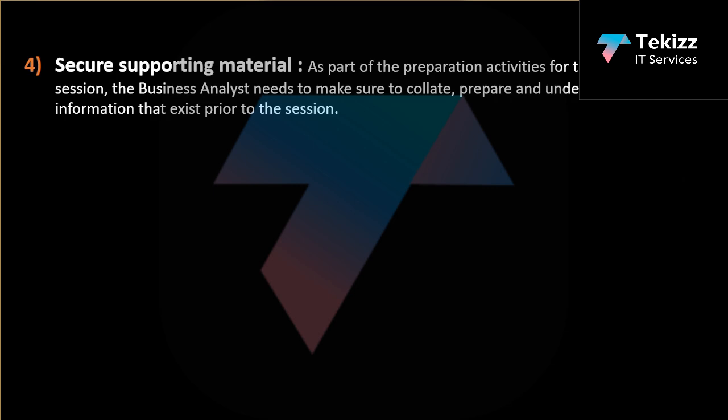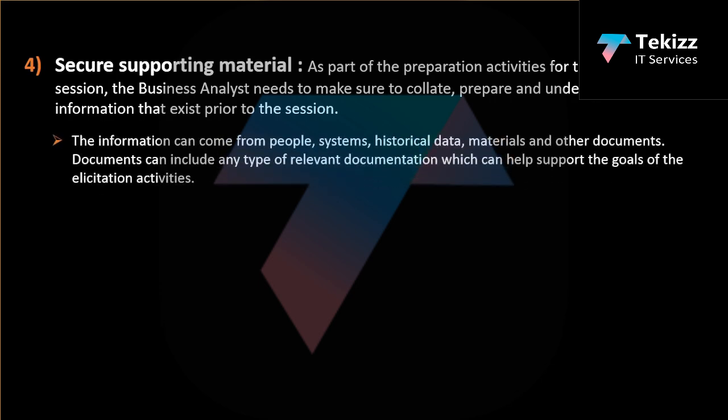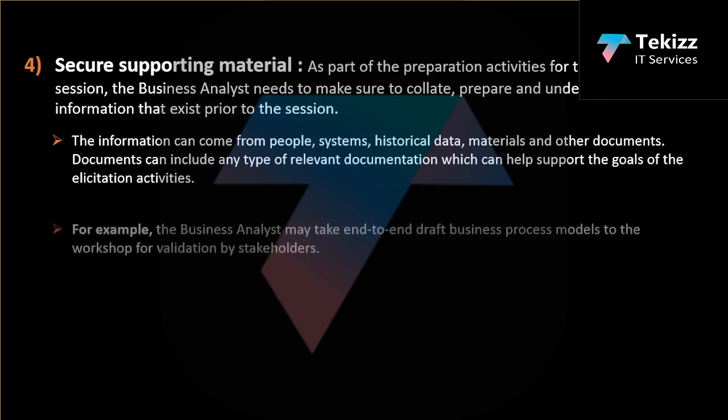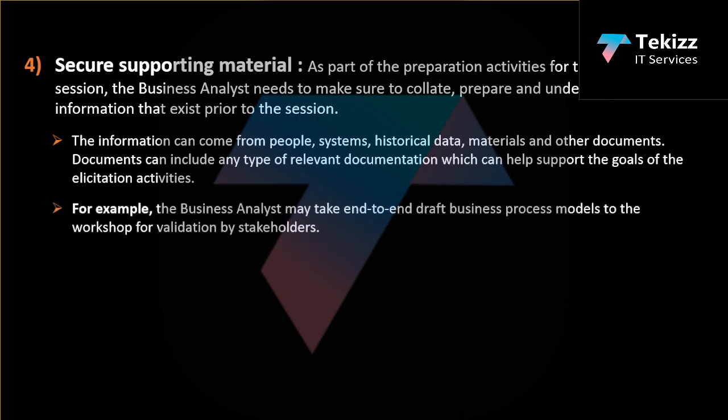After this, if we talk about secure supporting materials, as a part of the preparation activities for the elicitation session, the business analyst needs to make sure to collate, prepare, and understand the information that exists prior to the session. This information can come from the people, system, historical data, materials, or other documents. Now, here the document can include any type of relevant documentation which can help support the goal of the elicitation activities. For example, the business analyst can take end-to-end draft business process models to the workshop for validation by the stakeholders.